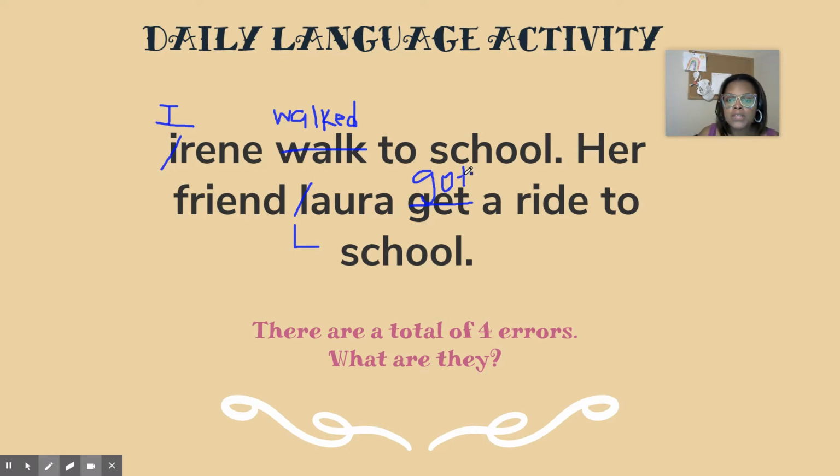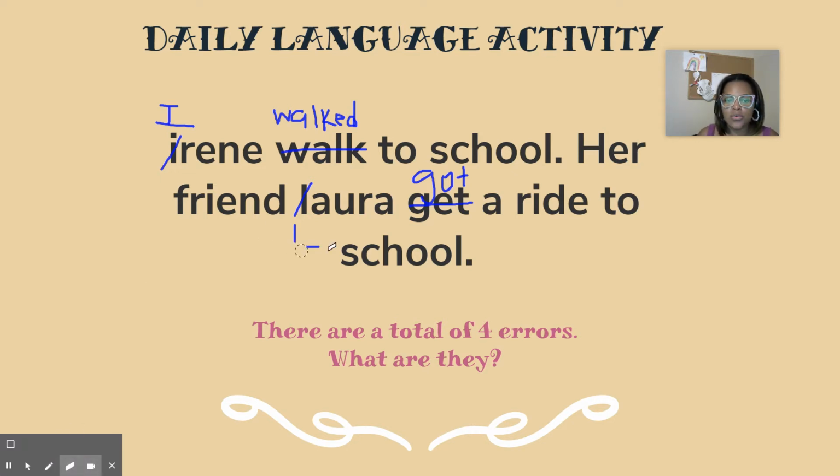But when you're speaking of someone else, it's got. She got a ride to school. Laura got a ride to school. Okay? Laura got an Uber. Okay? Only when you're talking about yourself is it get. So do we have 4 errors with 4 corrections? Oh, we're on fire this morning.